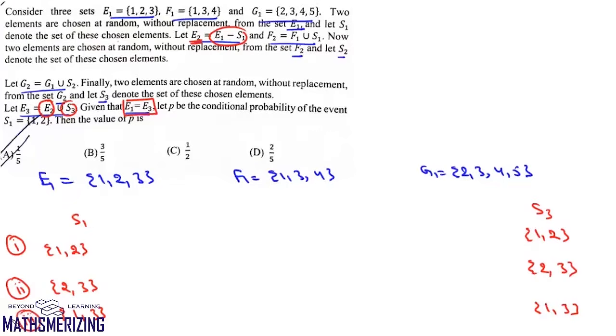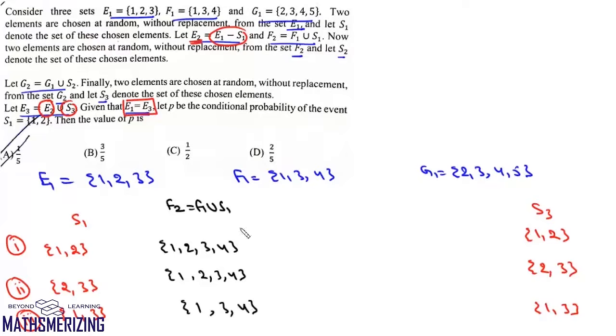Now we are taking F2, which is F1 union S1. So we'll write F2, which is F1 union S1. Now in the first case, this union will be {1, 2, 3, 4}. In the second case, it will be {1, 2, 3, 4}. And in the third case, it will be {1, 3, 4}. Now from this, we have to choose S2, and then from G1 union S2, we have to form G2 from which we have to select S3.